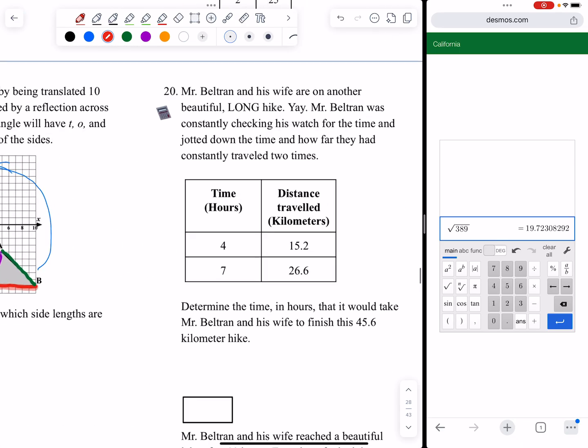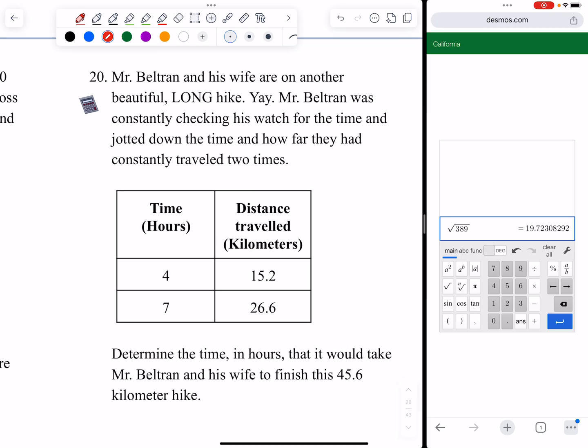Okay. Mr. Bertrand and his wife are on another long, or I should say beautiful, hike. Yay. Okay, Mr. Bertrand was constantly checking his watch for the time and jotted down the time and how far they had constantly traveled for 2 times. So we're walking, should I have said consistently? No, constant, right? That means we're going at the same pace, basically.